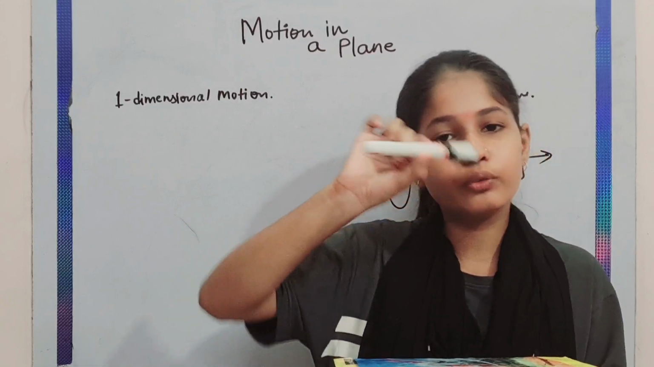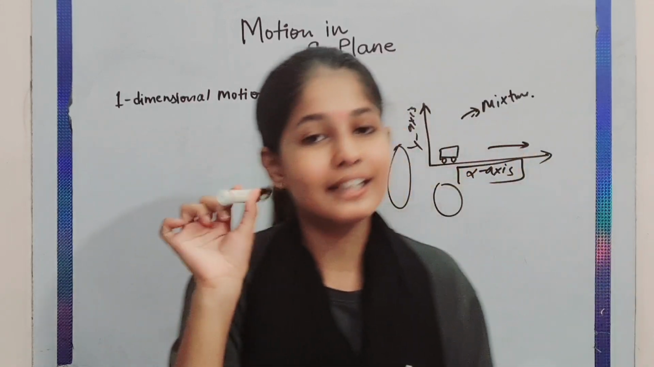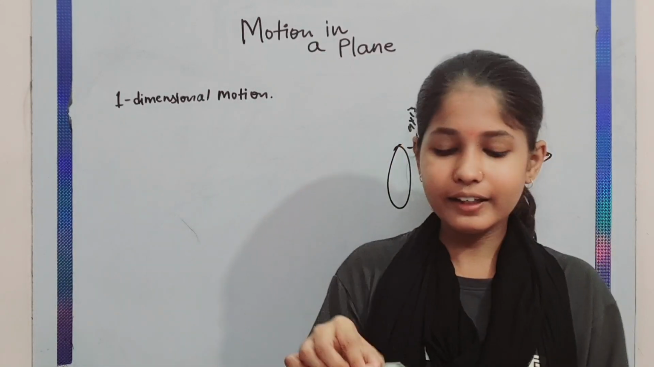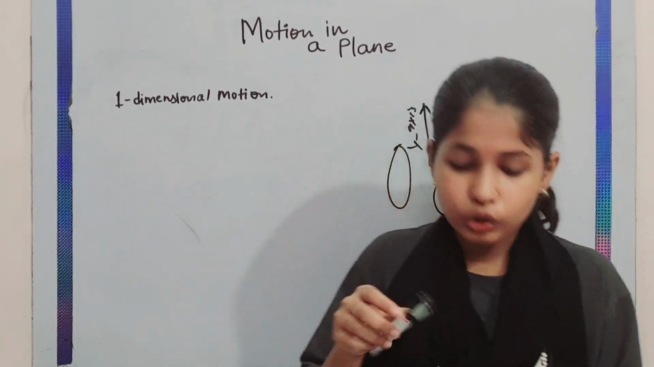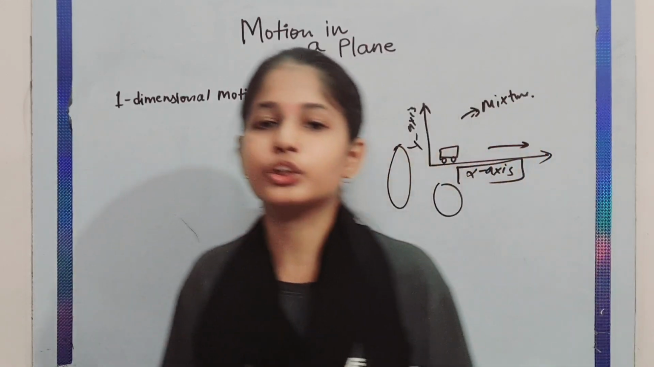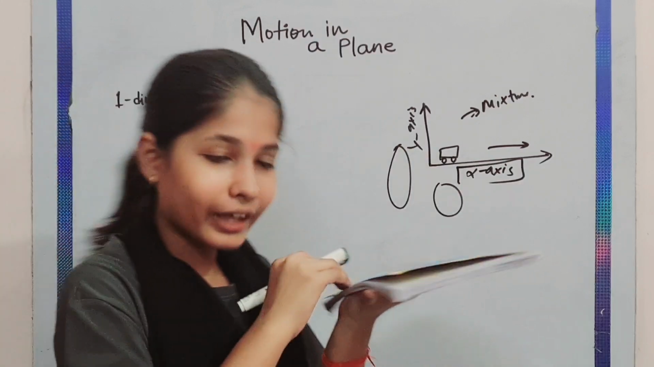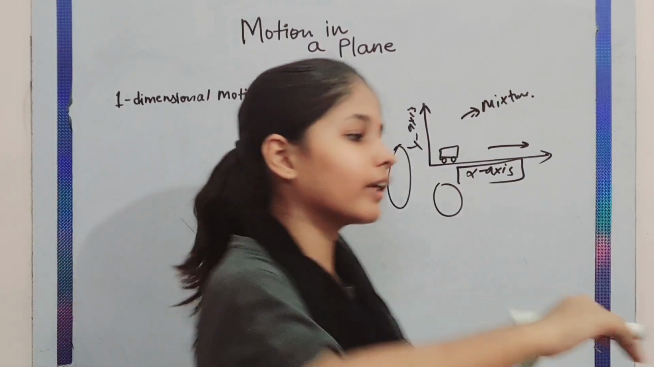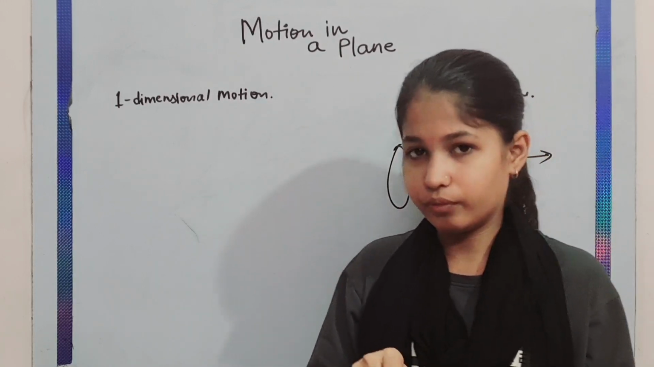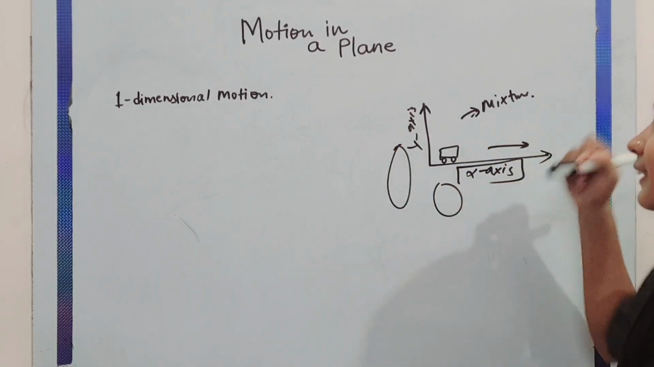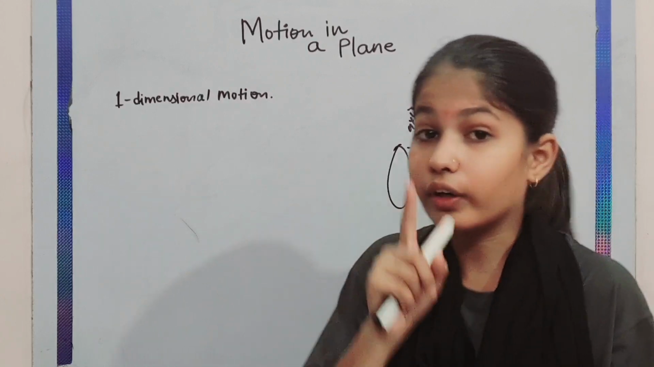If, for example, you have to assume that this marker is a car, and it is traveling along this smooth surface. Okay? So what will it be? It will be motion in a plane. Why? Because we have a horizontal axis and a vertical axis also. So we are doing a mixture of x-axis and y-axis. Okay? We are not in motion as a straight line.